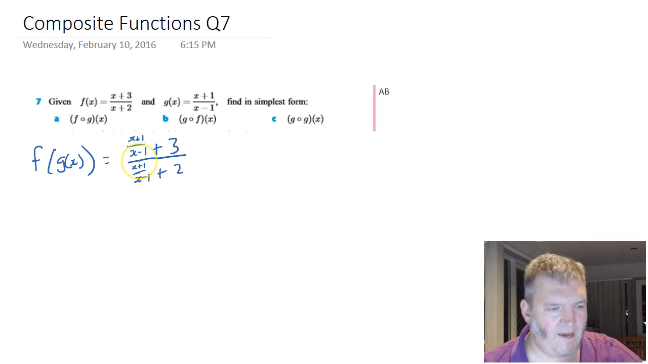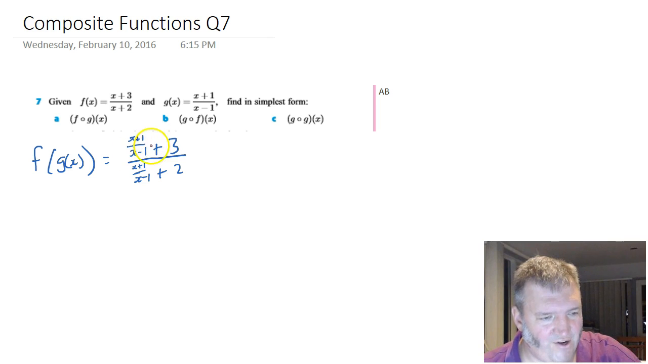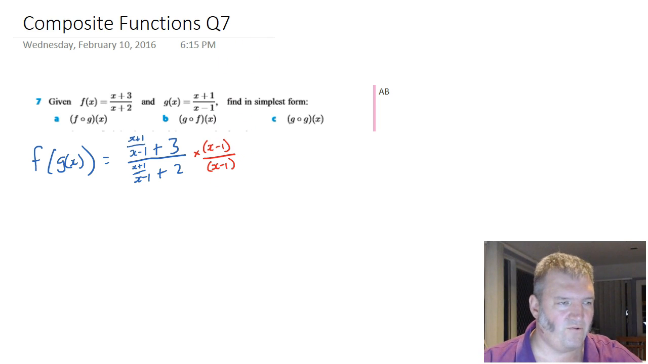Alright, well that's not too bad. It's pretty ugly, but it's not too bad. What do I want to do to make this look pretty? Well, I want to get rid of those denominators. You don't like having fractions within a fraction. So multiplying by 1 isn't going to change what the fraction's worth. So I'm going to multiply by 1, but I'm going to do it in a clever and well thought out way. I'm going to multiply by x take 1 over x take 1.